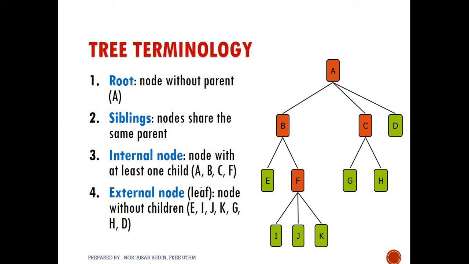Whereas an external node, or what we call a leaf, is a node without children. It is represented using these green nodes: E, I, J, K, G, and H, and also D, because there is no child. Nodes without children.